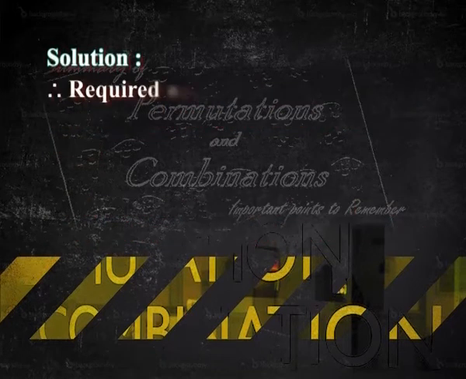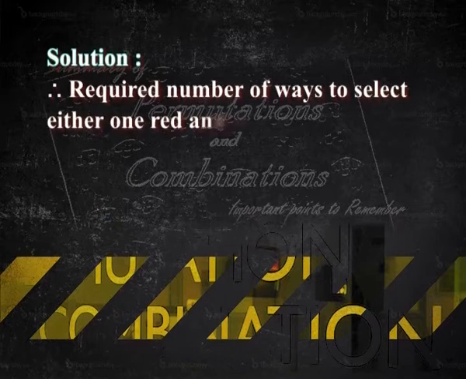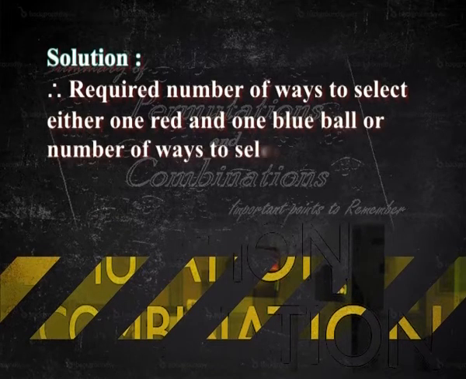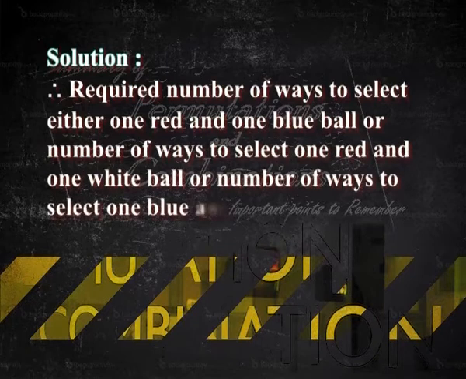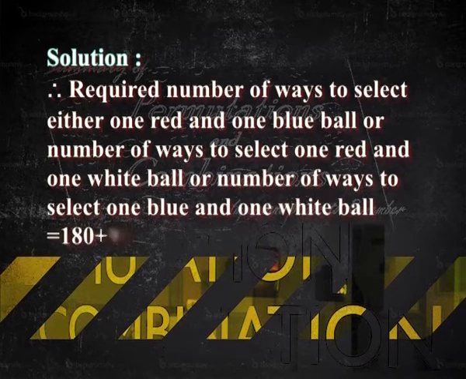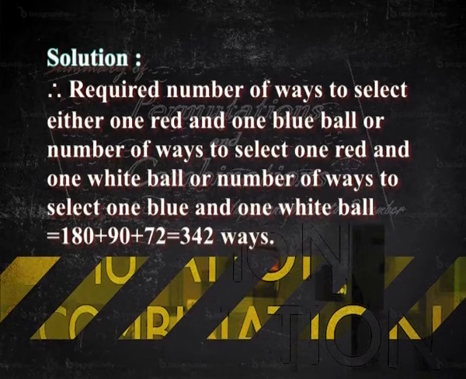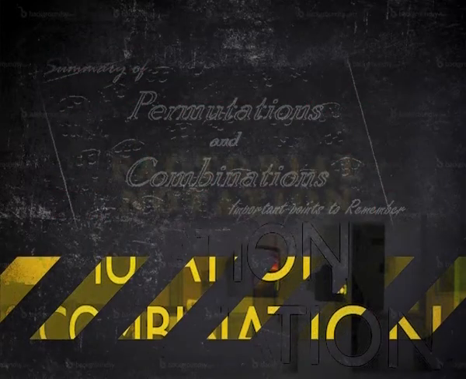Therefore, the required number of ways to select either one red ball and one blue ball, or one red and one white ball, or one blue and one white ball will be 180 plus 90 plus 72, that is equal to 342 ways.